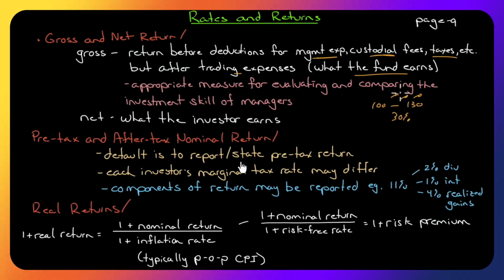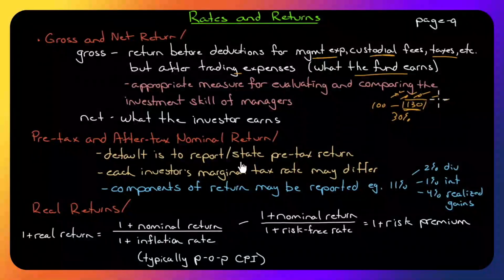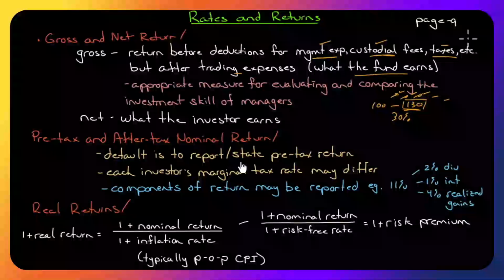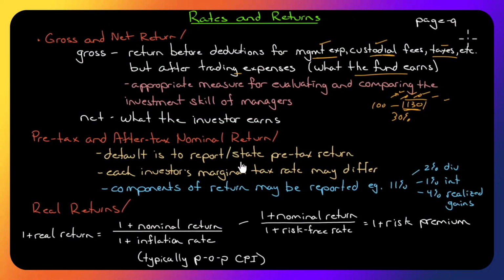But when you trade on an exchange, you have exchange fees. They leave the account that day. So what you're left with at the end of the year is already the amount after trading expenses are gone because they leave the account. Out of that $30 that you made, then you would pay your management expense, your custodial fees, your taxes, and so on. So the gross return is what the account ends the year with before any disbursements that didn't involve trading expenses. This is the appropriate measure for evaluating, comparing the investment skill of managers.